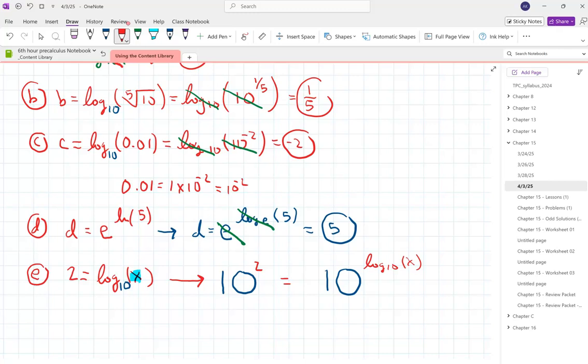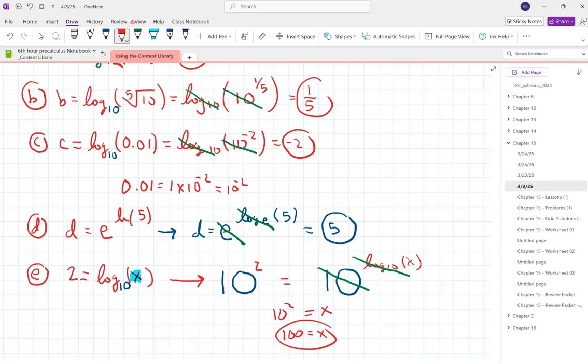Is everybody okay with what I did there? So again, exponent base 10 is going to cancel log base 10. So x is just going to equal 10 squared, where x is 100. Is that okay with everybody?